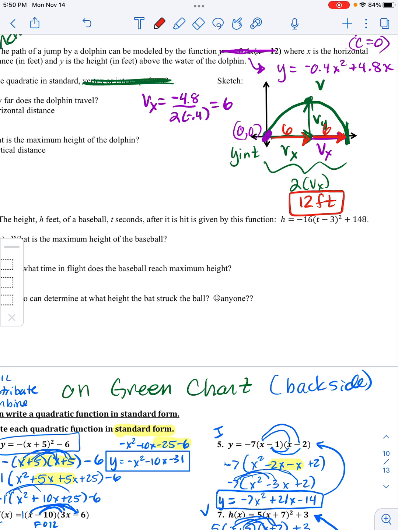I also probably want to find out how high it can jump. That's going to be Vy. And Vy comes from going back to the original equation.